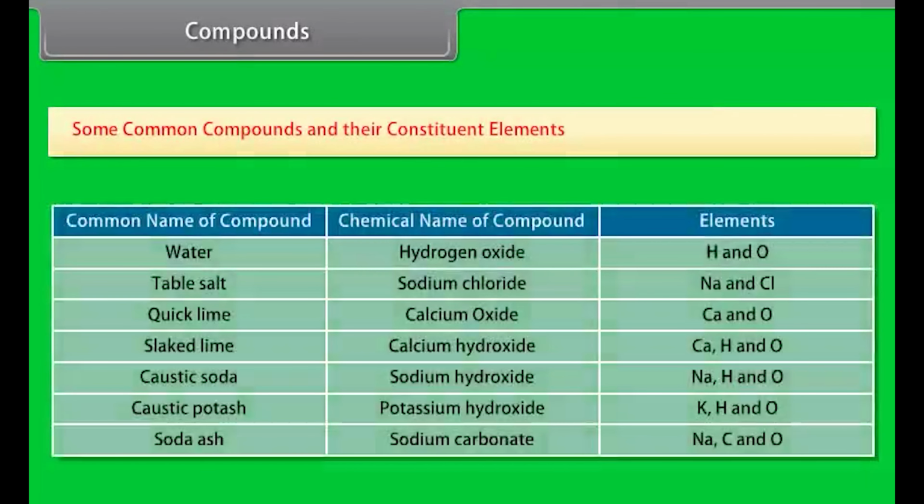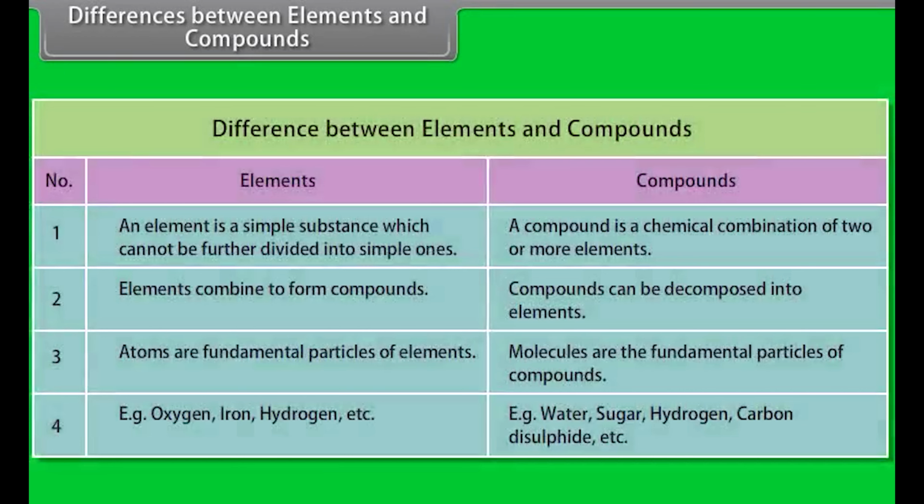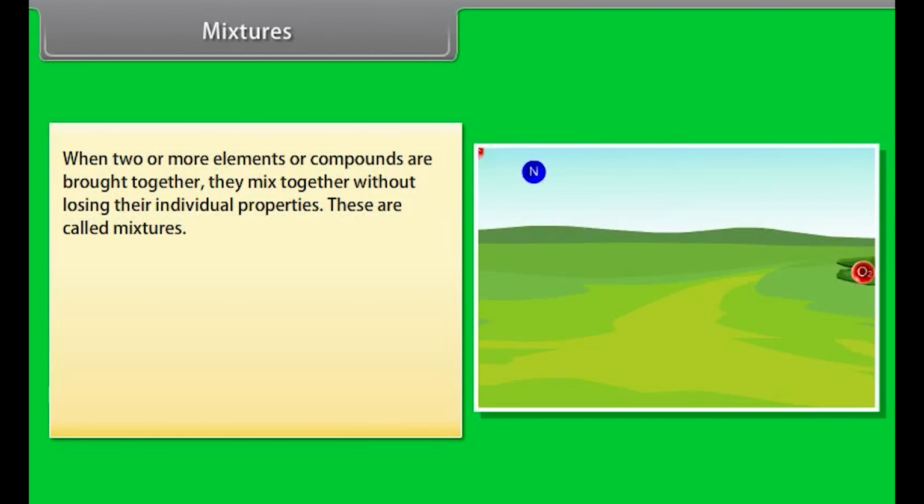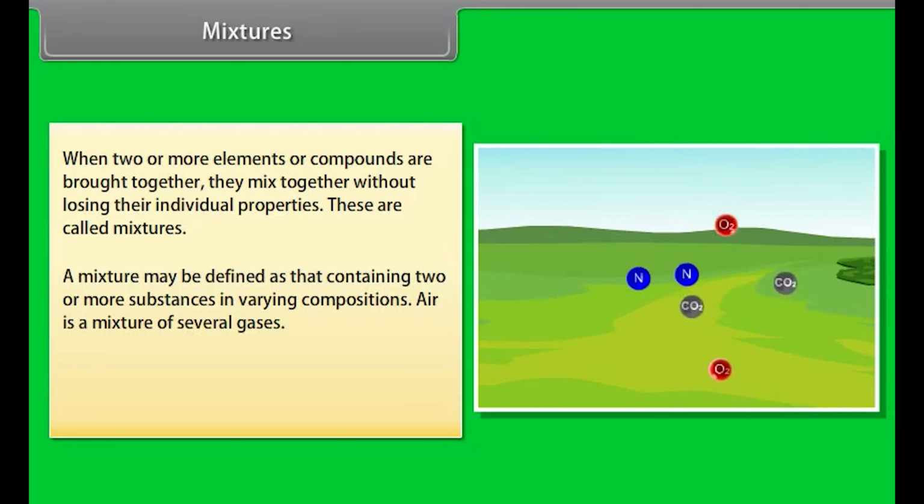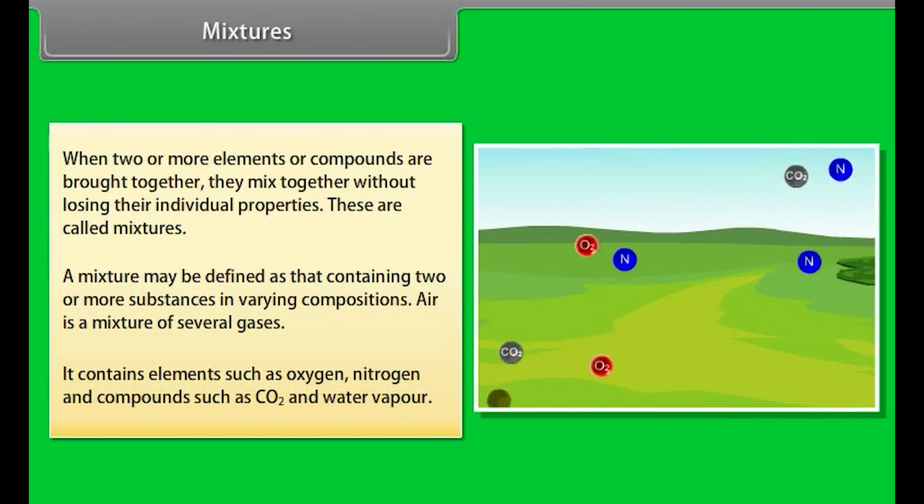Some common compounds and their constituent elements. Differences between elements and compounds. Mixtures. When two or more elements or compounds are brought together, they mix together without losing their individual properties. These are called mixtures. A mixture may be defined as that containing two or more substances in varying compositions. Like air is a mixture of several gases. It contains elements such as oxygen, nitrogen, and compounds such as CO2 and water vapor.